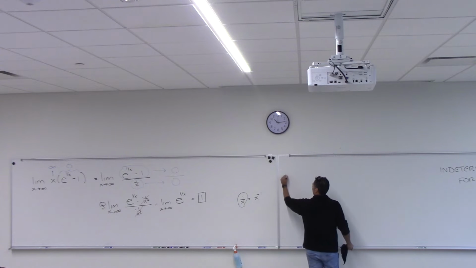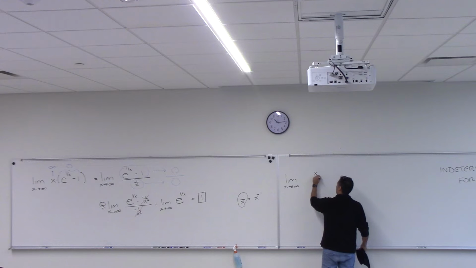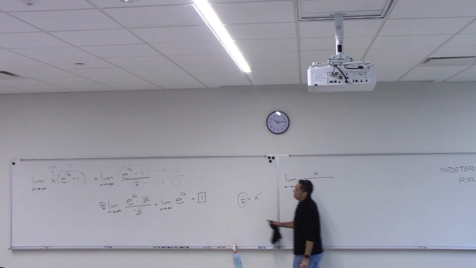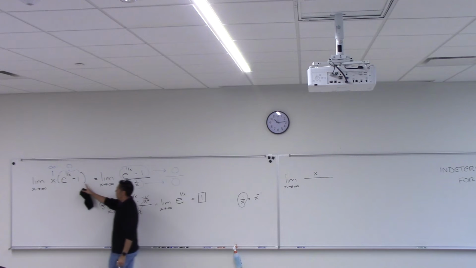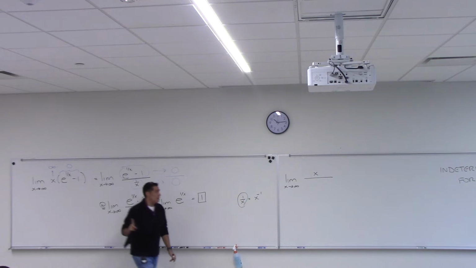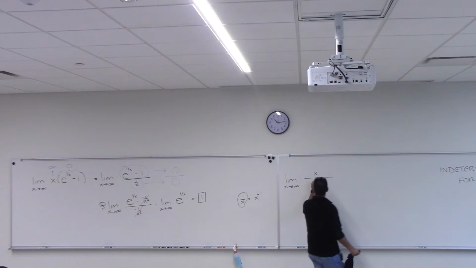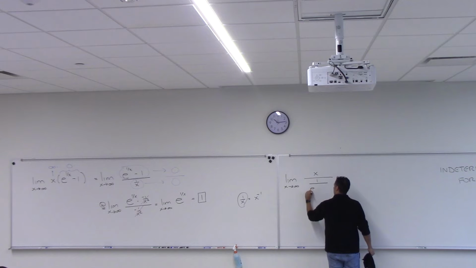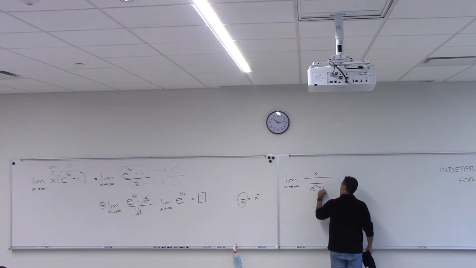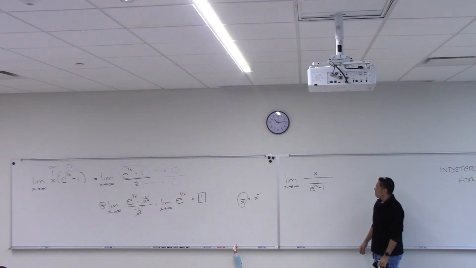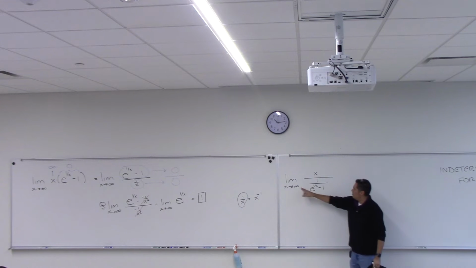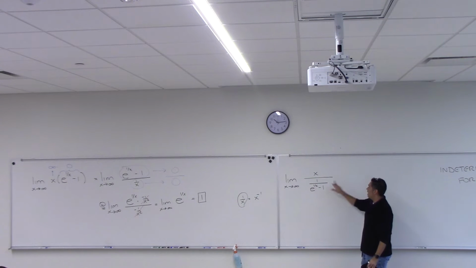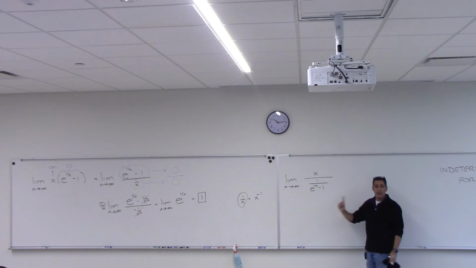Like, I could have done this. Limit, x goes to infinity, leave the x up top. Now, if I take this thing and drop it to the bottom, look at what it has to become. It has to become 1 over that entire expression, right? Like that. Now, if you let x go to infinity, this will go to infinity, and this whole thing will go to infinity.